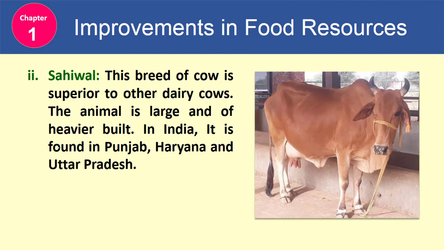Second indigenous breed is Sahiwal. This breed of cow is superior to other dairy cows. The animal is large and of heavier build. In India, it is found in Punjab, Haryana and Uttar Pradesh.